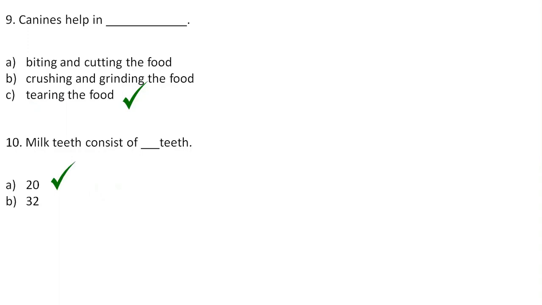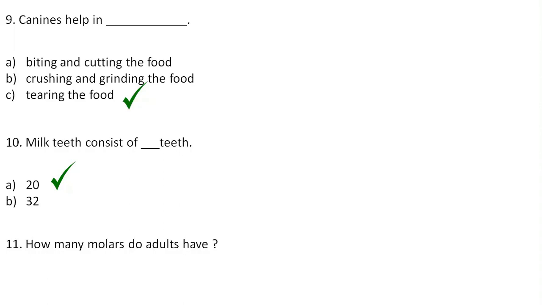Why is this so? Because the first set of teeth, which is the milk teeth, also known as temporary teeth, consists of only 20 teeth. That is 8 incisors, 4 canines and 8 molars only. Now let us move on to the next question.